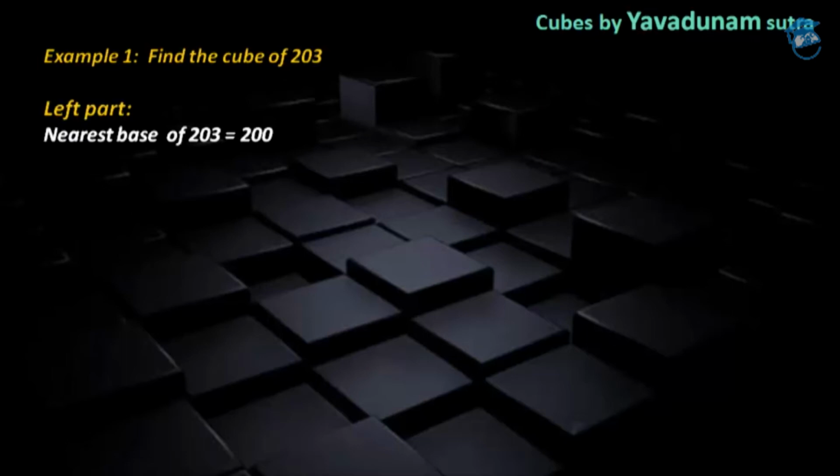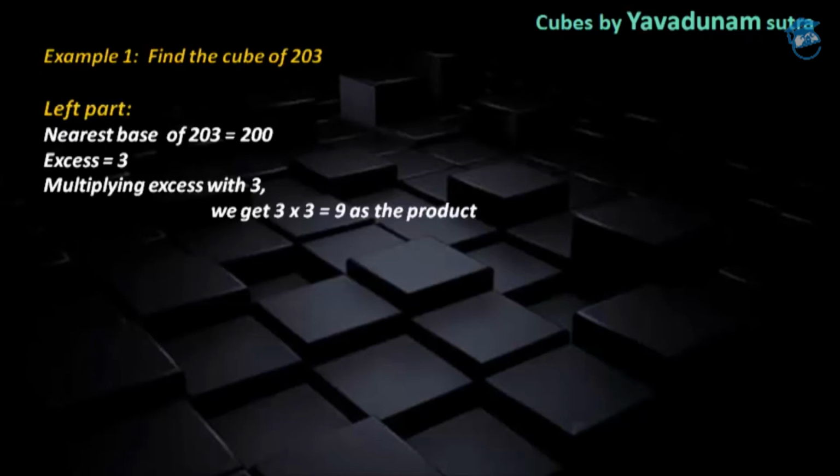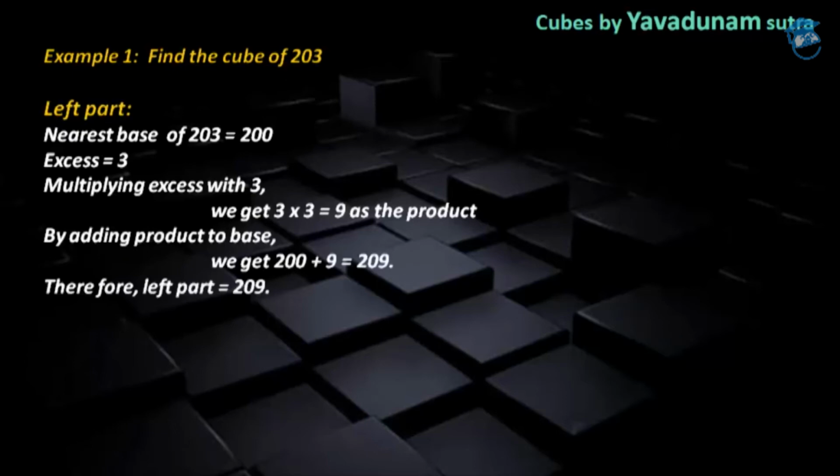Now after finding the base, moving to step number 2, we have to find the excess. I think you know that the excess is found by comparing the given number and the base. If we compare 203 with 200, we get an excess of 3. After taking the excess, moving to step number 3, we multiply the excess with 3 again. So 3 into 3 gives 9 as the product. Now moving to step number 4, we add the product to the base. So by adding 200 plus 9 we get 209, and this 209 is the required left part.